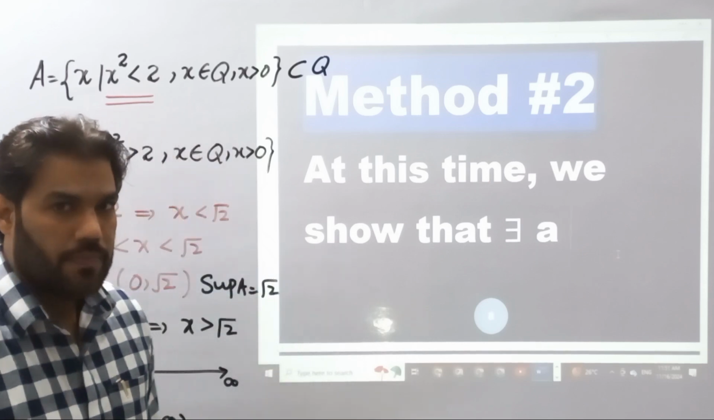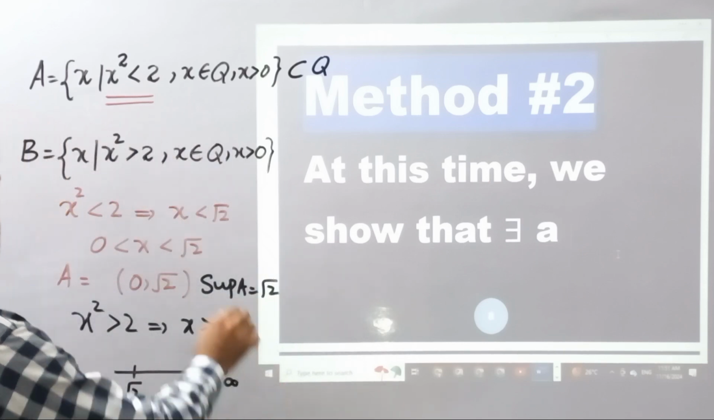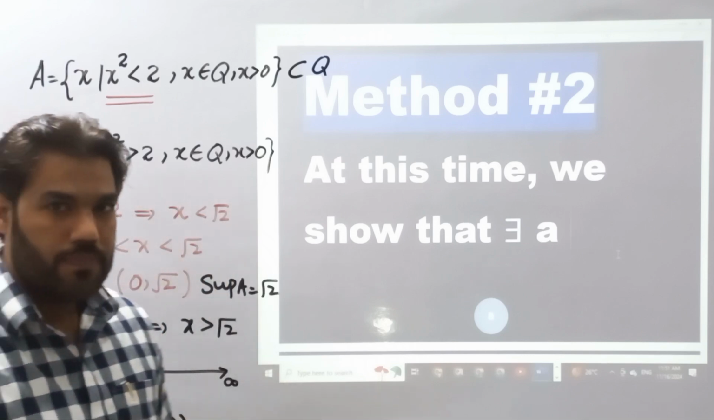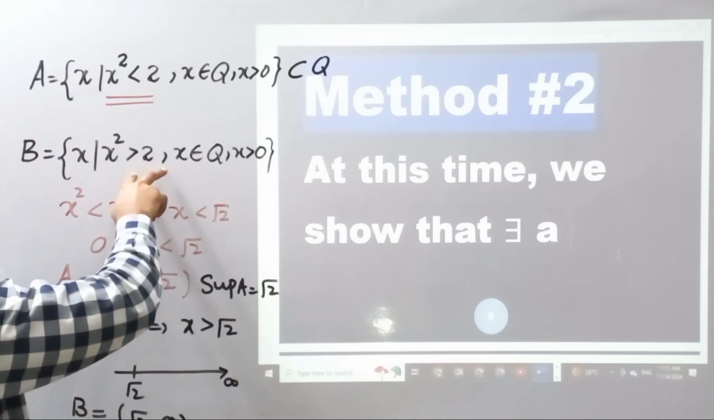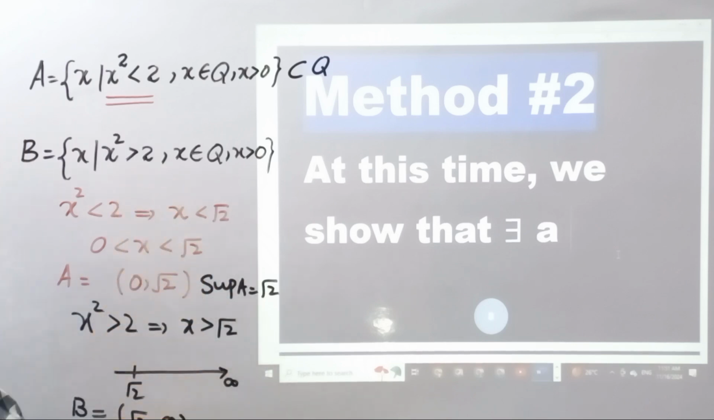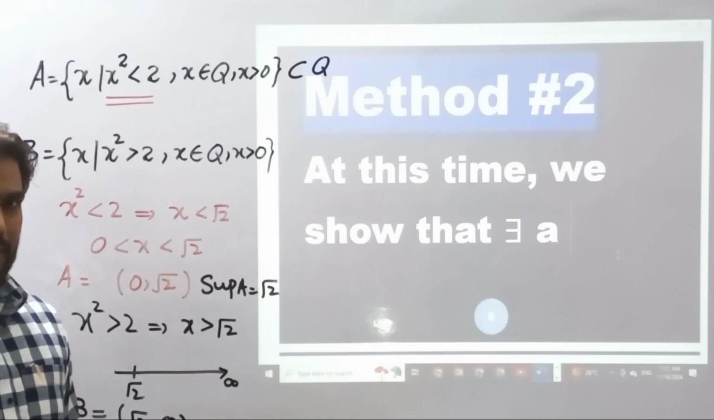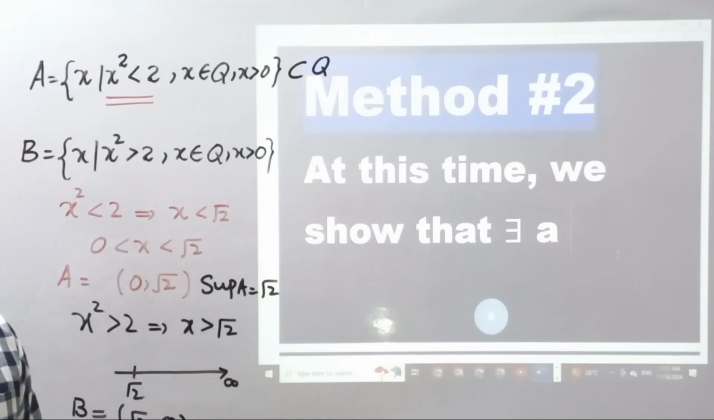At this time, I will suppose the set B as a subset of Q. The set B has no smallest element because B consists of all those rational numbers that lie between square root 2 and positive infinity. If we calculate the smallest element of the set B, it would be square root 2, but square root 2 is not a rational number, so square root 2 is not the smallest element of this set B. So the set B has no smallest element.